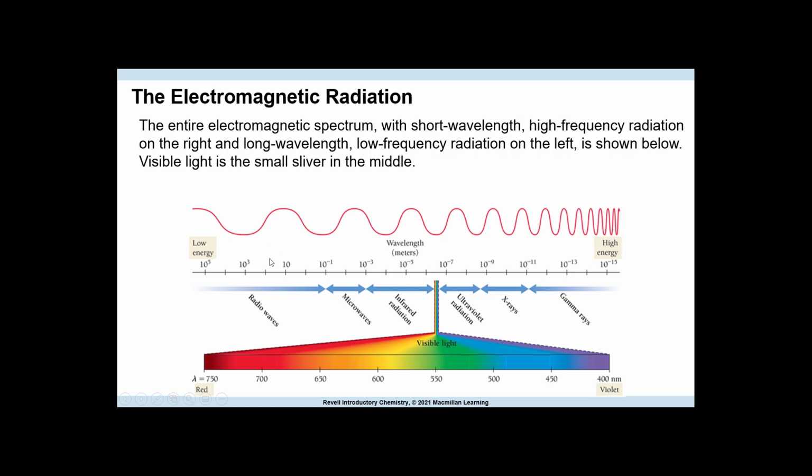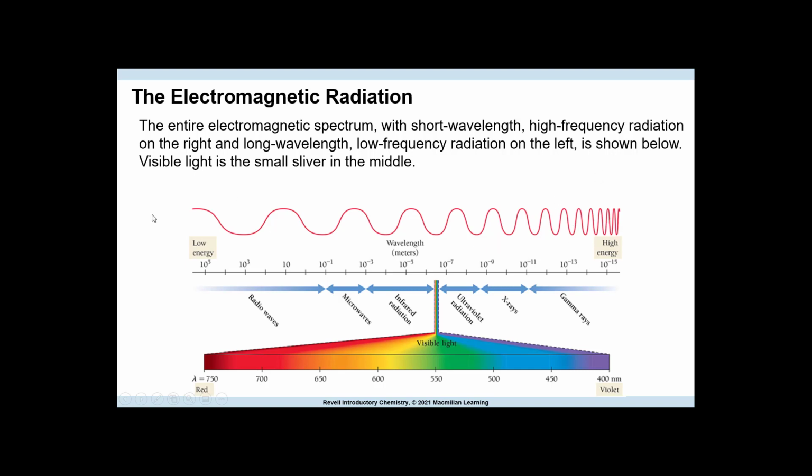Okay, so the entire electromagnetic spectrum has short wavelength, high frequency radiation on the right, and long wavelength, low frequency on the left. Visible light is a small sliver. So this starts at the low energy, and the low energy is these big waves, really big waves, and they're slow because they're big. But as you keep increasing, they get smaller and smaller, and then it becomes like a really tight curl. And these are high frequency.